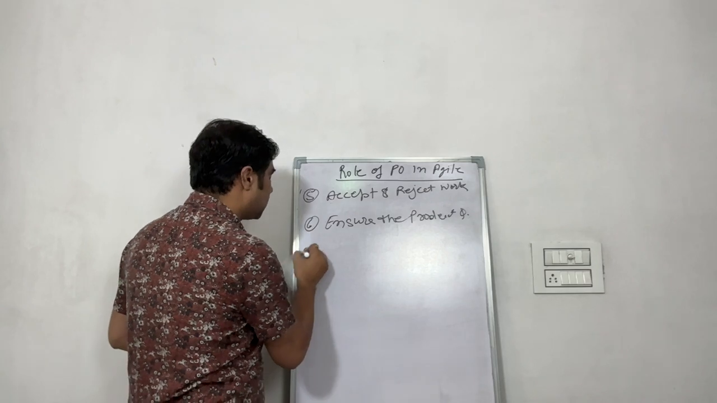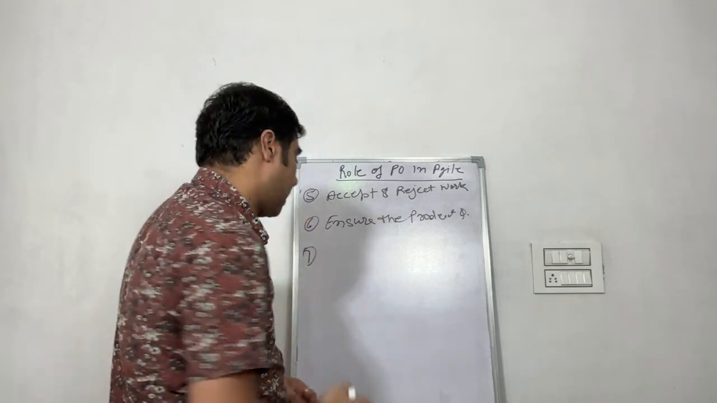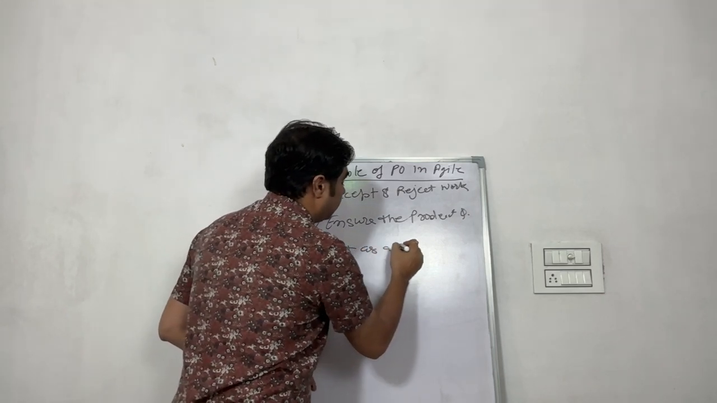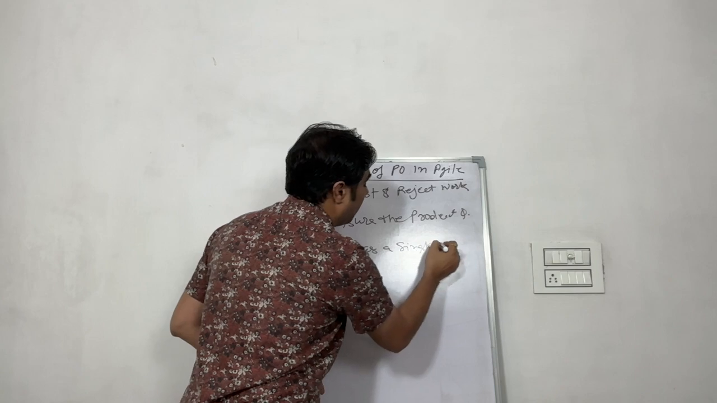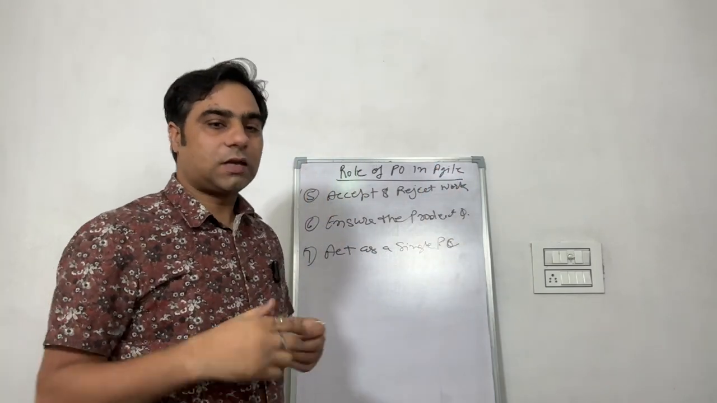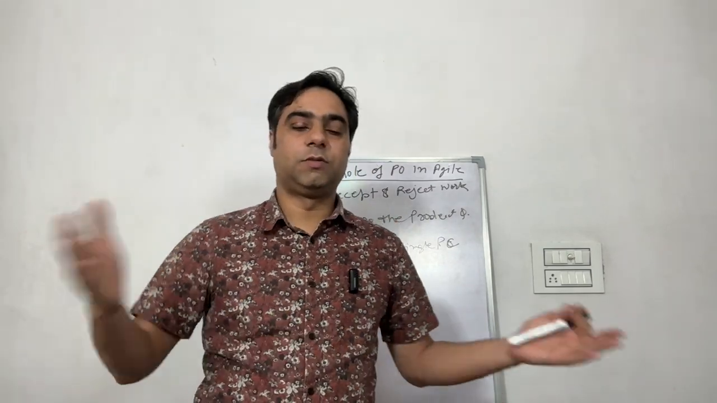Okay, now the seventh is act as a single point of contact. Act as a single point of contact means he is the person who knows about all the product, what's going on in the product, what the team is doing and all these things.